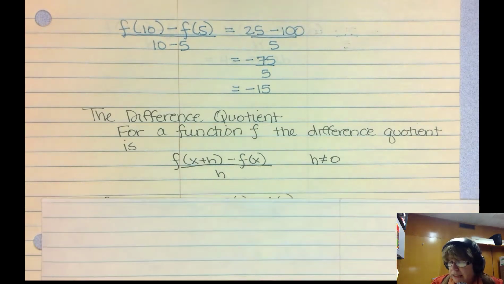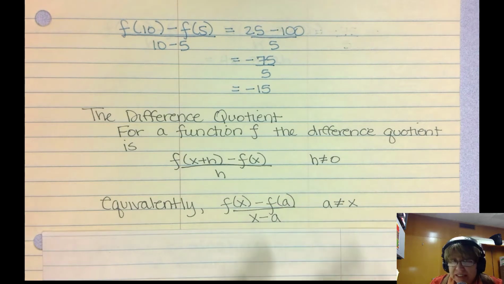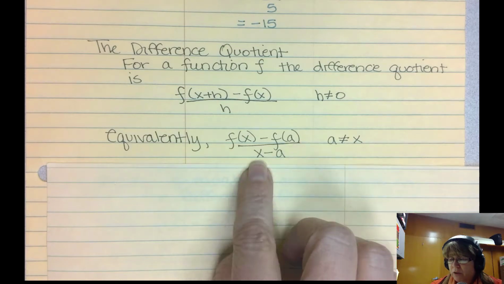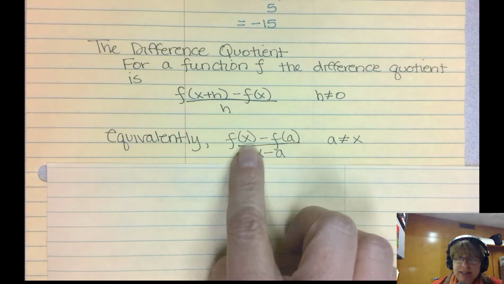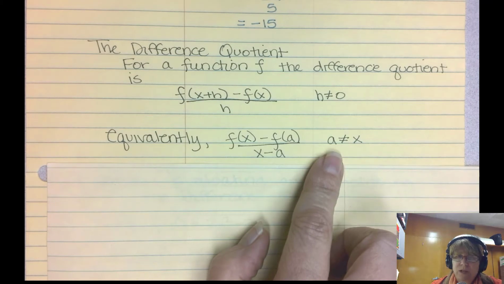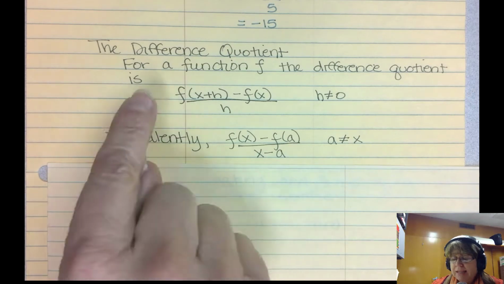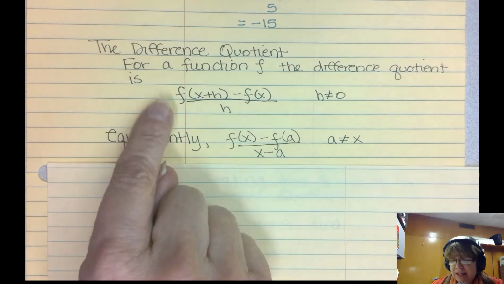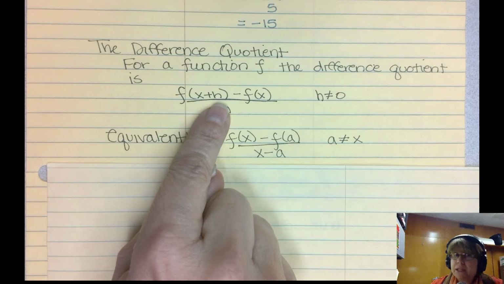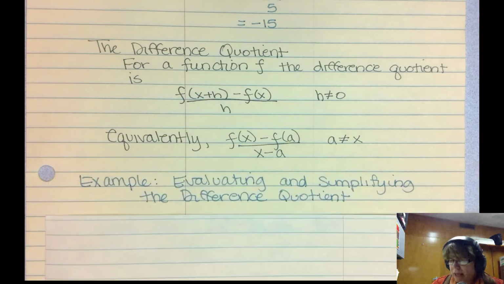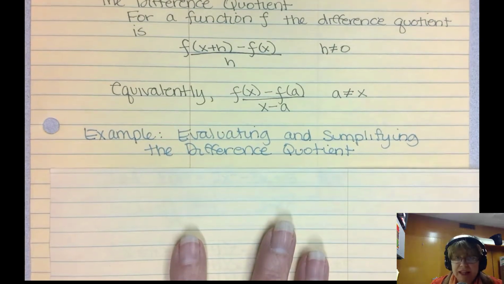All right, now, equivalently, this is the same thing we've been working with, just f of x minus f of a all over x minus a. This is the same thing where a and x don't equal each other because, of course, in the denominator, we don't want 0. It's a little bit more complex to work with this x plus h in here, but it's not terrible if you take your time. Slow yourself down, double check your math throughout. You should be okay. Let's evaluate and simplify the difference quotient.